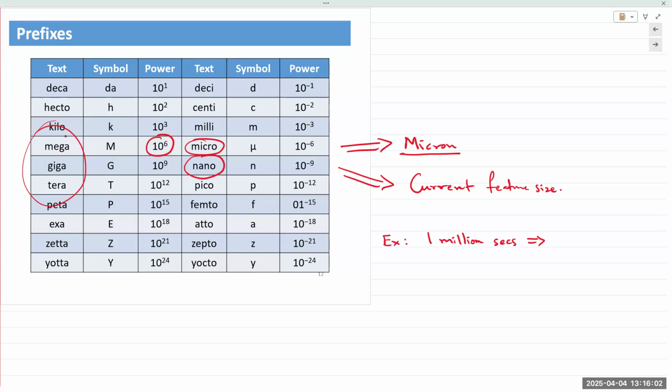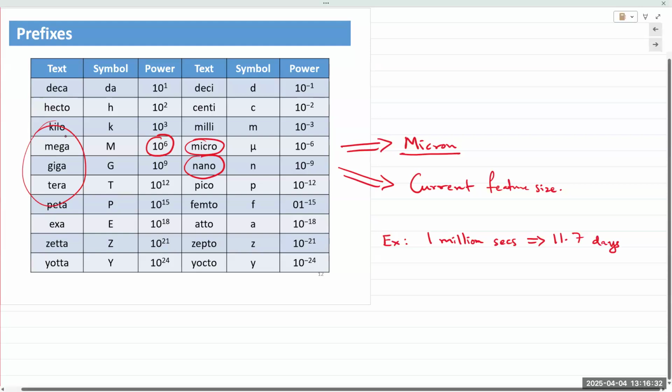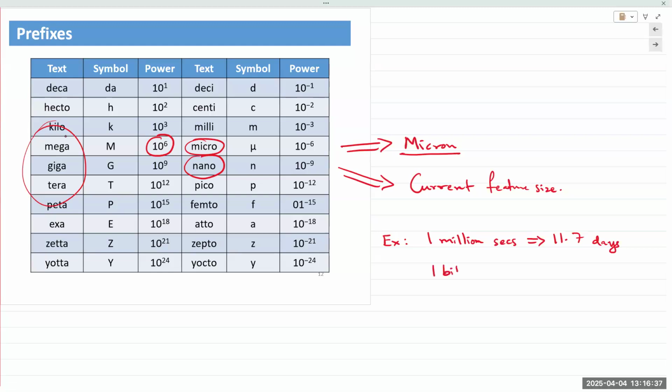4 days. That's a good guess. Anyone else? Any wild guesses are fine. 5 years. That's okay. That's a guess. Anyone else? It's less than 12 days. It's 11 point some 7 or some days. Okay. So if you have $1 million and you spend $1 every second, you're going to run out in less than 12 days. Now here's a billion seconds. How much do you think this is?